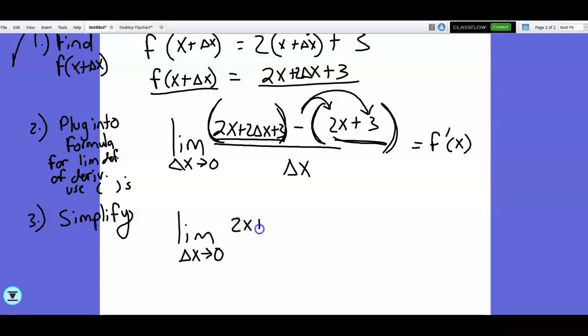So we have 2x plus 2 delta x plus 3. And then we're going to distribute. And after you distribute the negative, it becomes minus 2x minus 3.